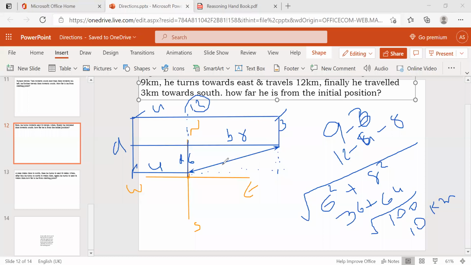And which side is he now? Which side is he facing? This is the origin point, right? He is facing like here, so this is northeast. Okay.